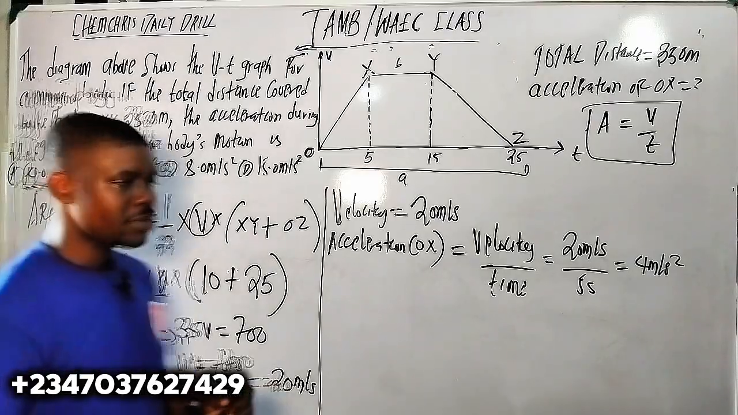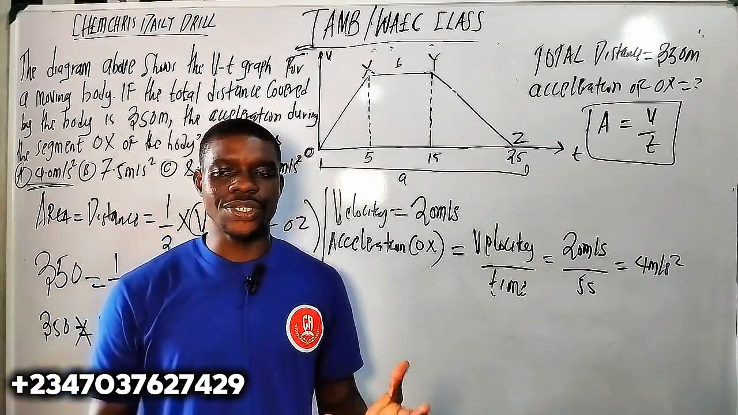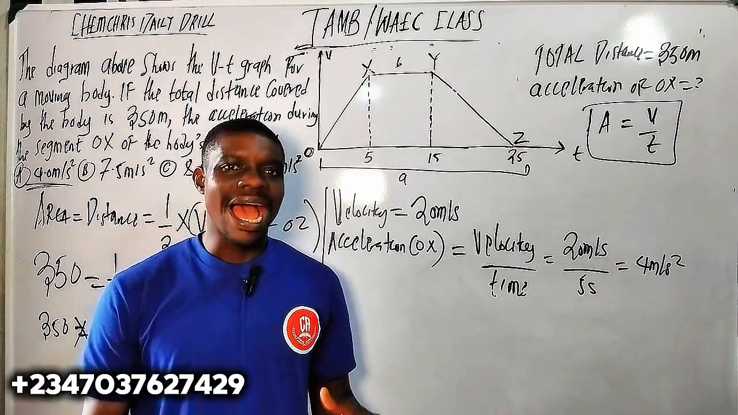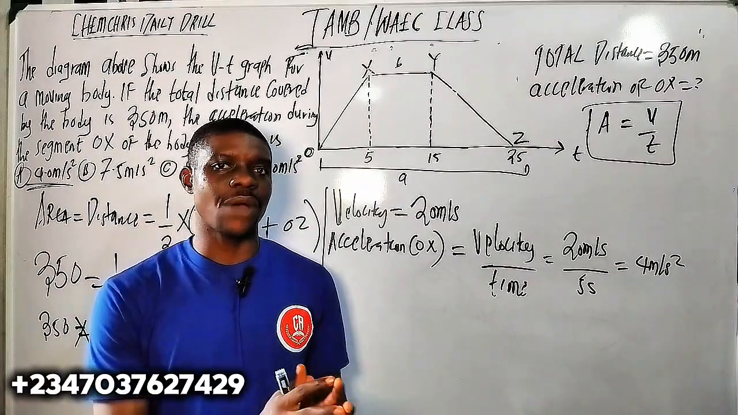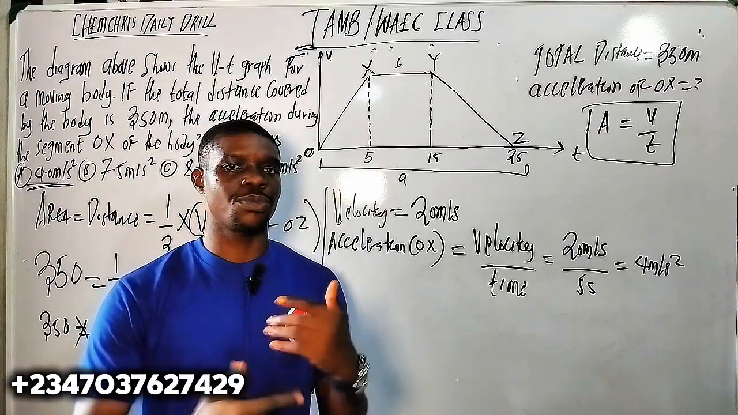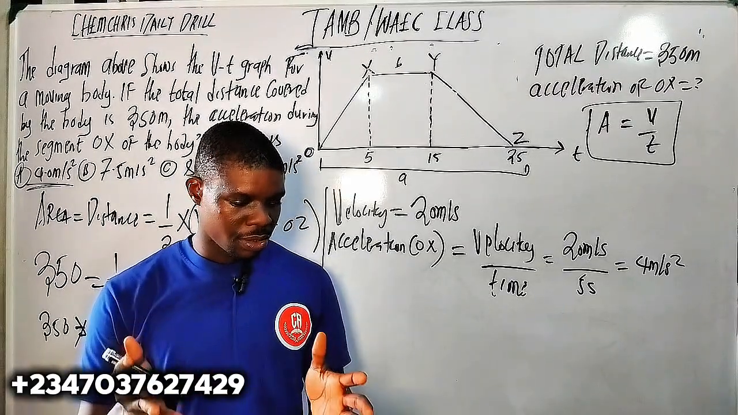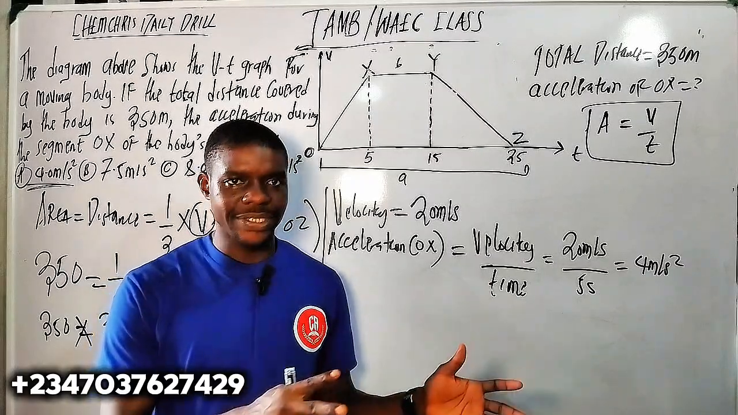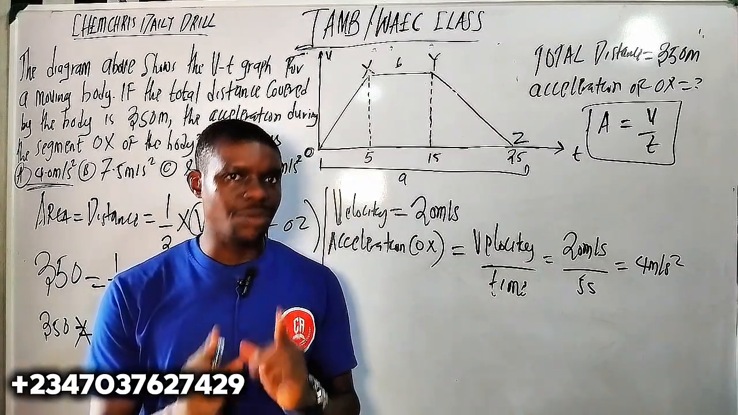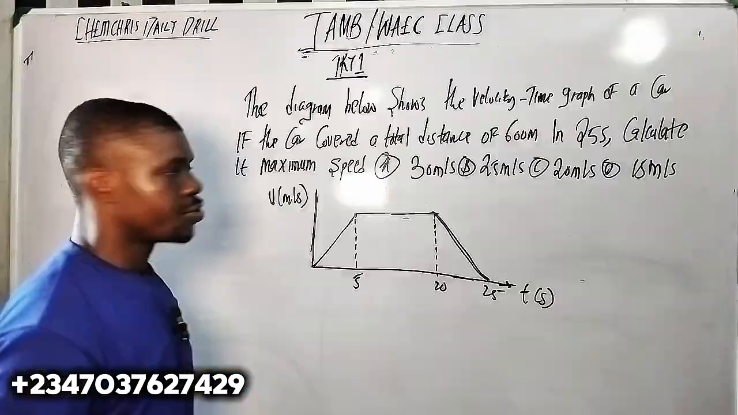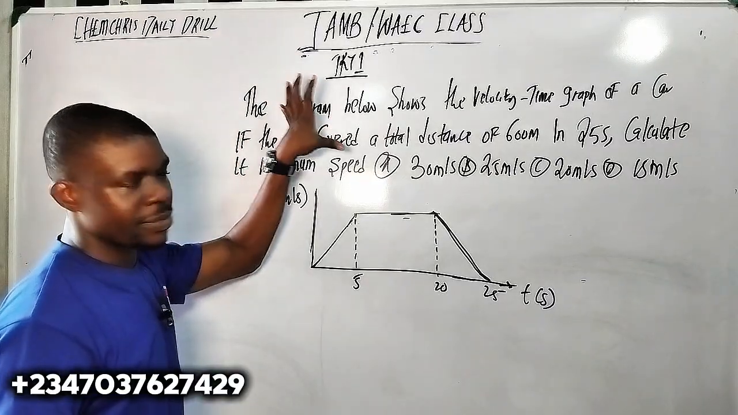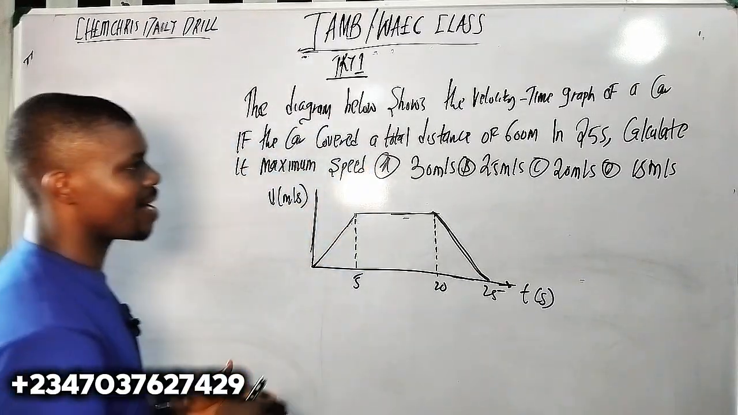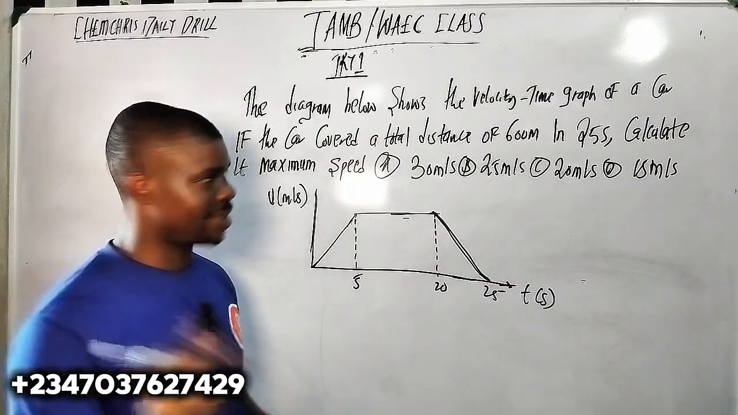So this type of question you are likely to see in your WAEC, JAMB, or any other exam, and you need to understand this very well. This one is under velocity time graph. There are some other confusing questions, but I want to give you one to try. If you followed what I've done so far in this class, this should not be an issue for you. You should be able to solve it with ease.